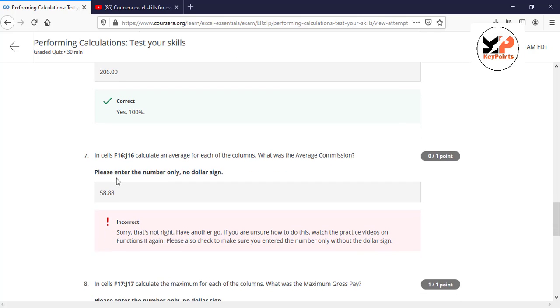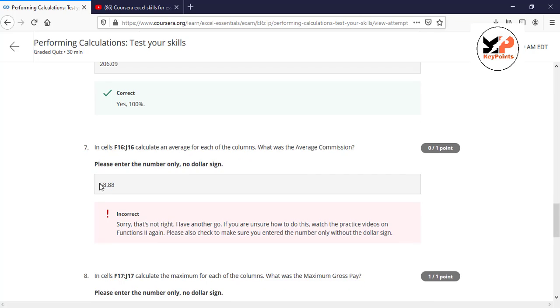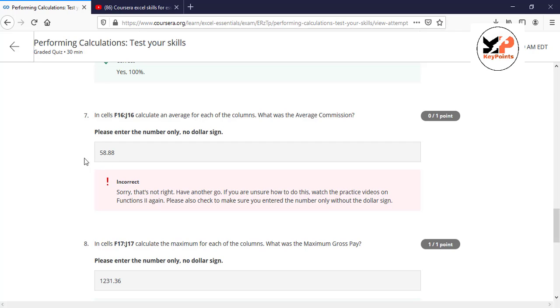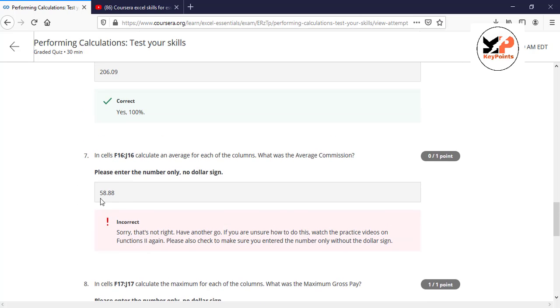So number 7 question: in cells F16 to J16, calculate an average for each of the columns. What was the average commission? Please enter the number only, no dollar sign. If you know the answer to this question, you can comment on this video. I don't know the answer to this question. I tried but I couldn't answer it.